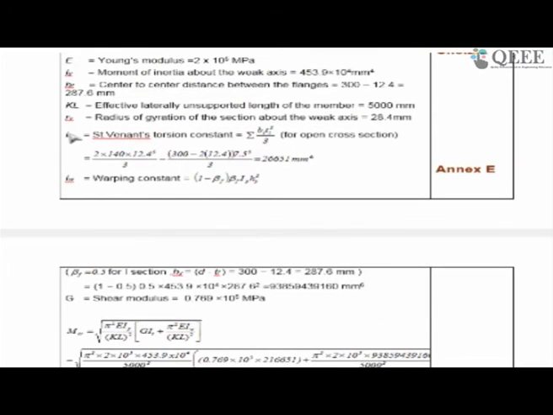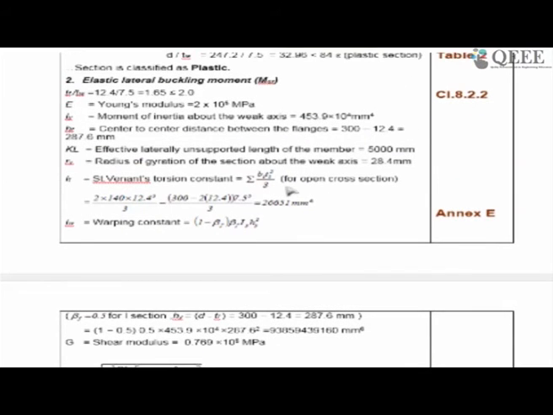So we need to calculate the torsional constant and the warping constant, IT and IW. IT is given under the formula itself as the summation of BT cube by 3 for all the component plates. An I section is made of 2 flange plates and a web plate. So 2 flange plates of width 140 and thickness 12.4, cube by 3, and sorry, this should have been plus, plus (300 minus the flange thickness) as the depth of my web into the thickness of the web cube by 3, which gives me the torsional constant IT.